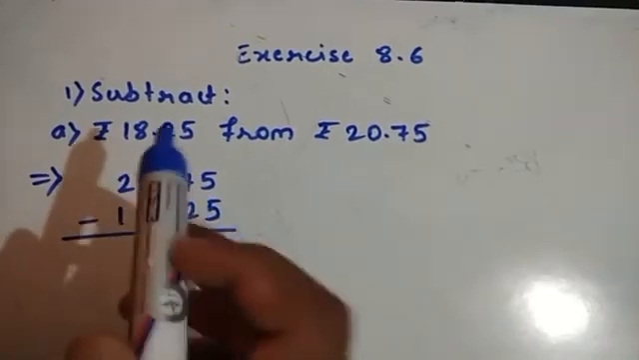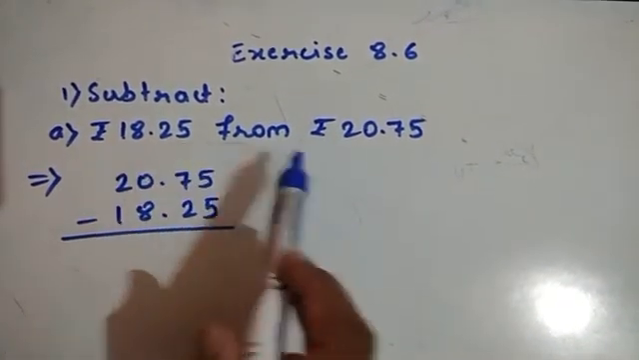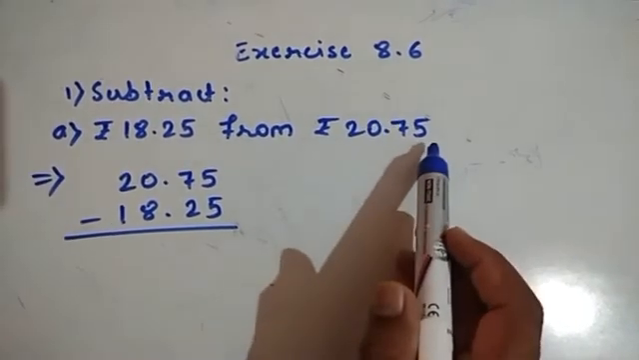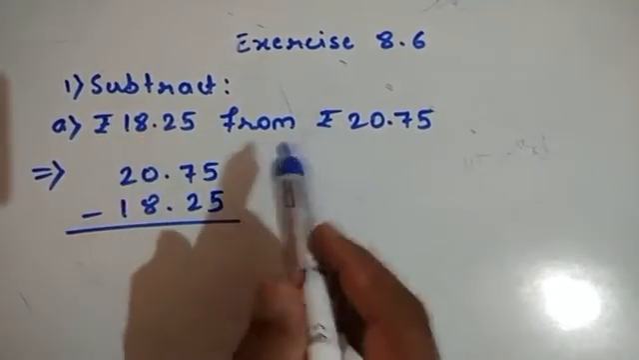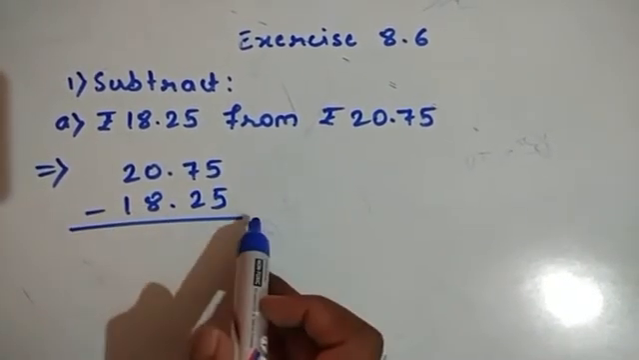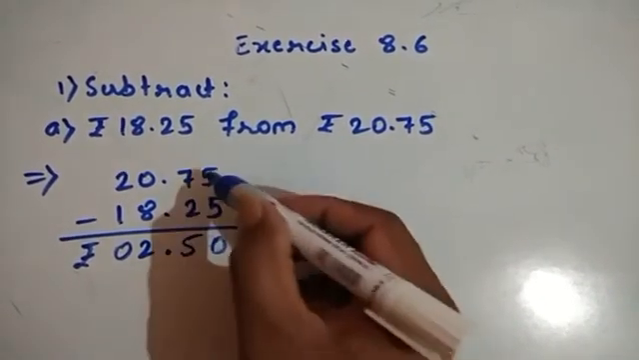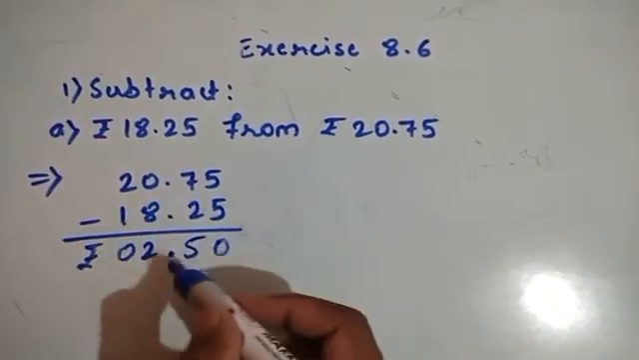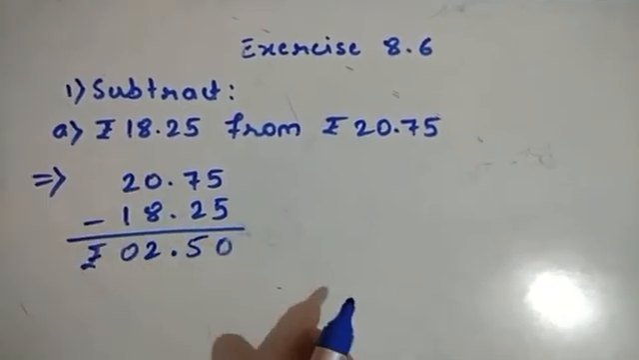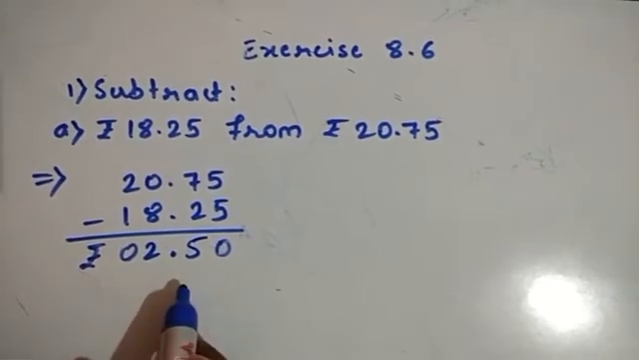Now let's solve some questions from exercise 8.6. First one, subtract rupees 18.25 from rupees 20.75. So from rupees 20.75 we are going to subtract 18.25. Therefore, 20.75 minus 18.25 is: 5 minus 5 is 0, 7 minus 2 is 5, decimal point, then 10 minus 8 is 2, here 1 minus 1 is 0. Therefore, the difference is rupees 2.50.